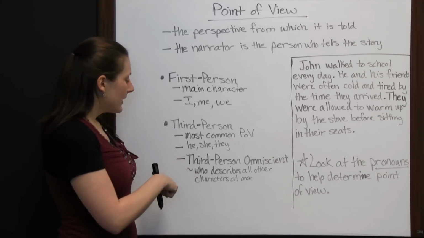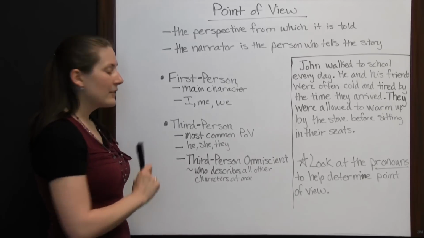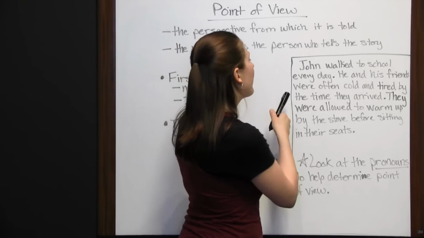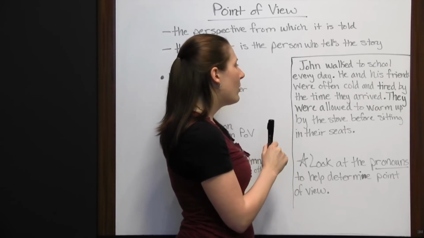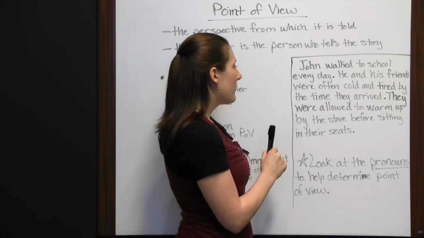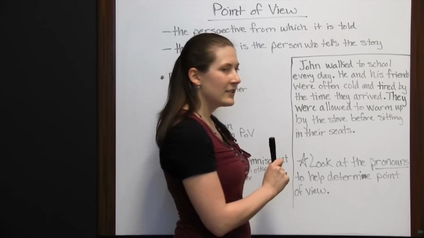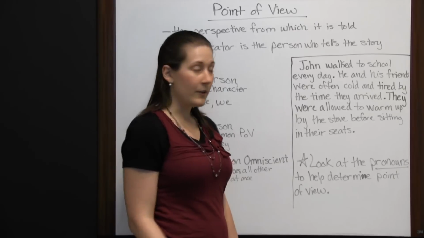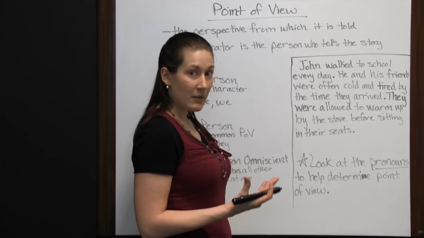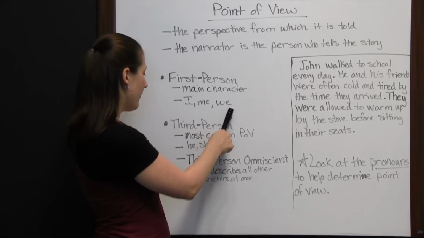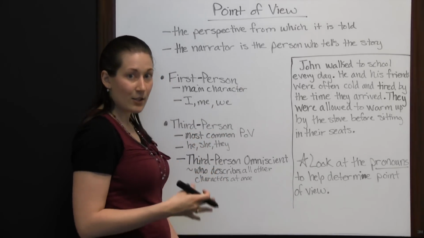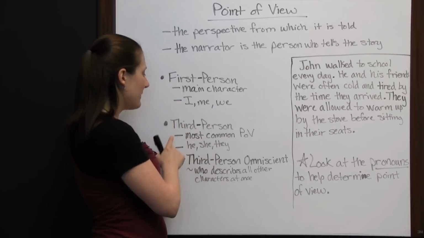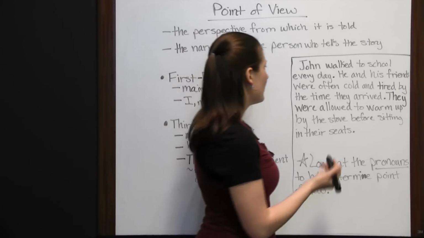So whenever you're looking for who your narrator is, the pronouns are the important thing to look at. Let's look at this passage. John walked to school every day. He and his friends were often cold and tired by the time they arrived. They were allowed to warm up by the stove before sitting in their seats. In this passage, let's look at the pronouns to help determine the point of view. And your pronouns are going to be words that take the place of nouns, such as I, me, we, he, she, they, it, you. But these are going to be the ones that are really going to set you off as markers to let you know if it's a first person or third person narrator that you're listening to.